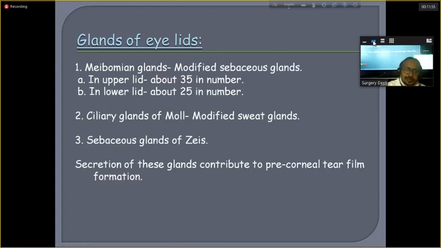So why is chalazion more in the upper lid? Because there are more meibomian glands in the upper lid. So there is more chance of chalazion in the upper lid. What is chalazion? Chronic lipogranulomatous inflammation of the meibomian gland is called chalazion. Secretion of these glands contributes to the precorneal tear film formation.